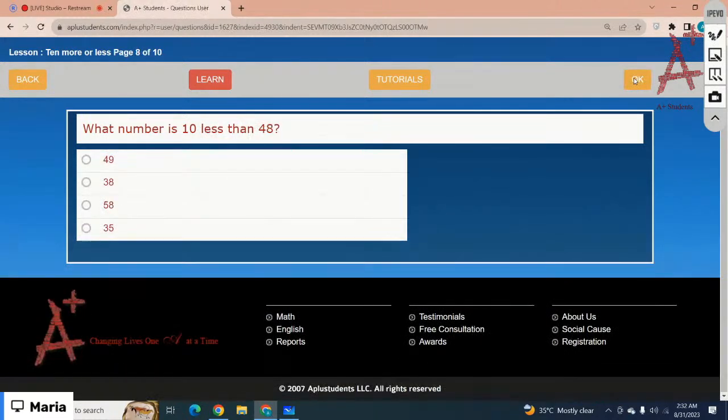What number is 10 less than 48? So which is the correct option? 10 less than 48 means you just have to subtract 1 from the tens digit, right? So it would be 38. The correct option is 38.